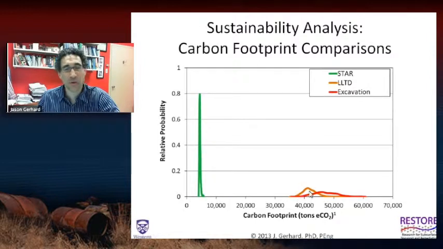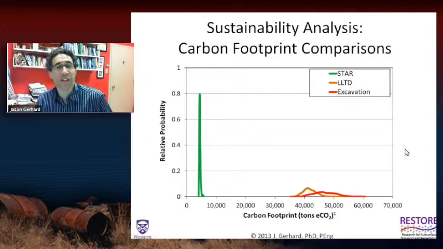Whereas you can see that there's more uncertainty with the LTTD and the excavation because of various uncertainties in various parameters. But both of them are up in the 40, 50, 60,000 tons equivalent. So this is strong evidence that even with the CO2 being emitted, STAR has much less impact on global warming than these other technologies.